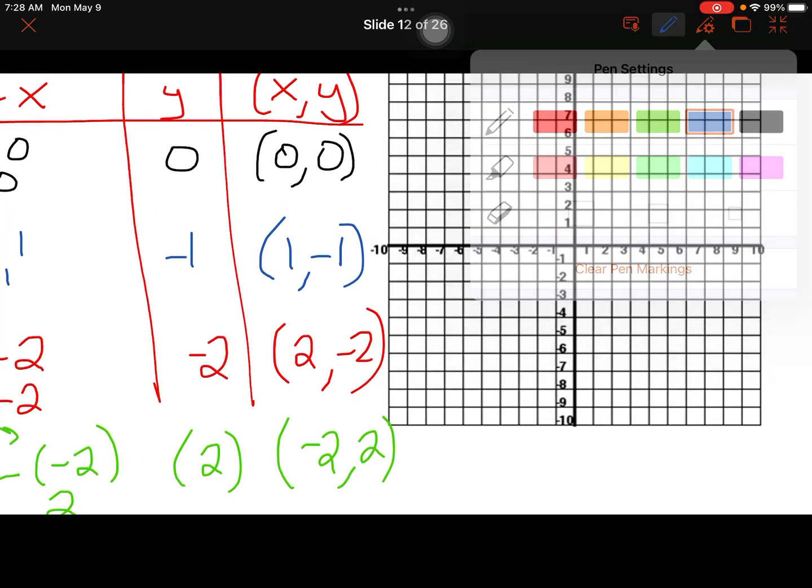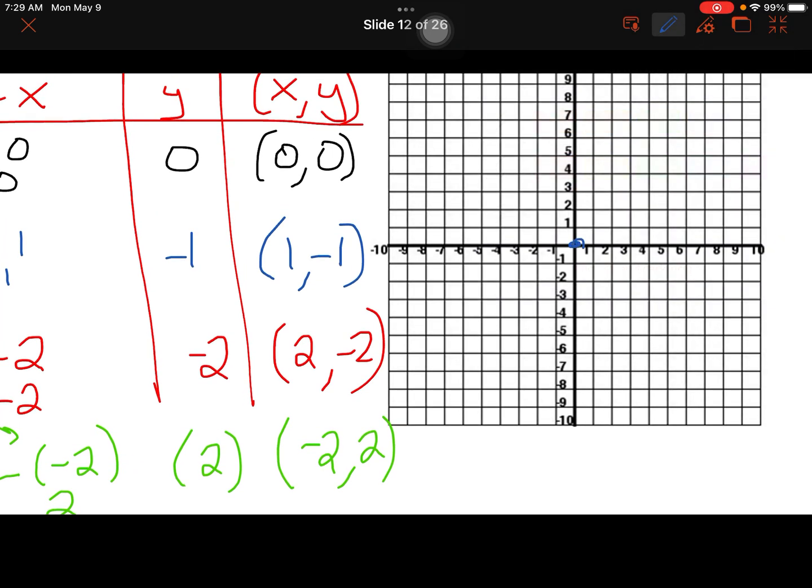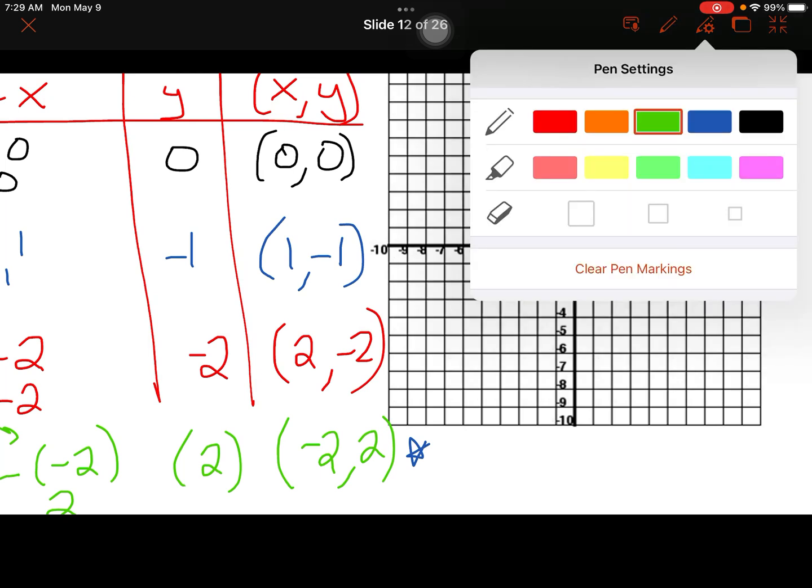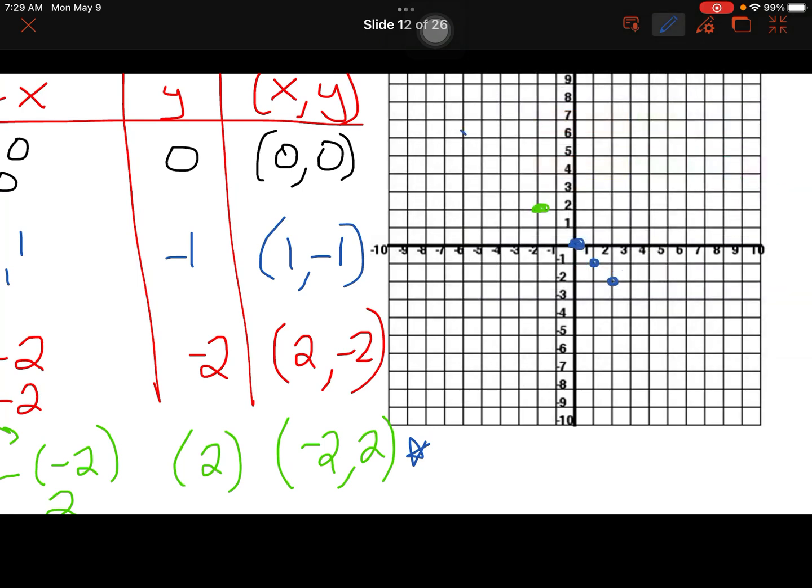And so we look at these closely. We go ahead and plot these. 0, 0, 1, negative 1, 2, negative 2. And then if I used this one down here, I'll do it in green just so you see, it goes negative 2, positive 2, and you can see that that would still be on the line as well. And so remember, there's an infinite number of points that would work on this line, including decimals and fractions and all sorts of things. Okay, and so this is the opposite of x.